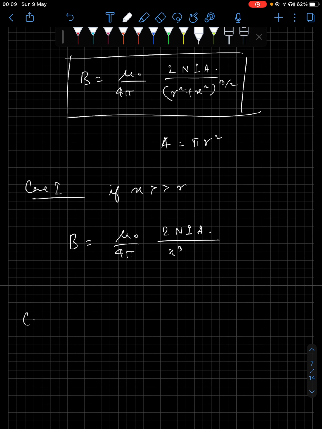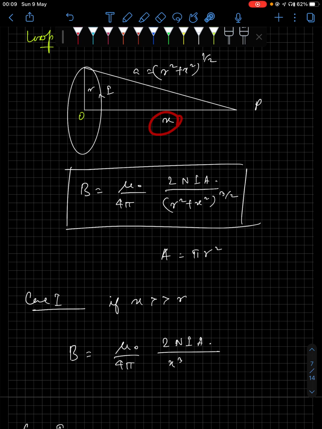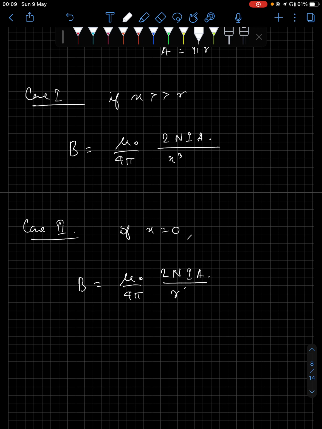Now case 2 is like if x value is 0, which is the condition when you see the diagram. If x value is 0, this point P will come at the center of the coil, right? So in that case, center of the loop, yes. So in that case, if x value is 0, then in the denominator you get r cube, right? So our expression will become B equal to mu naught by 4 pi, 2nIA divided by r cube.